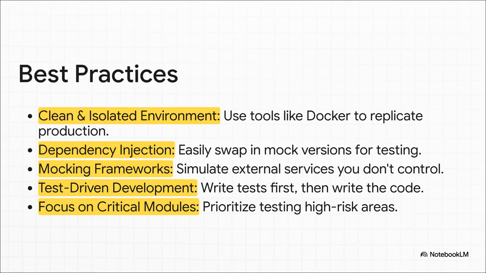So how do we actually do that? Well, first, create that clean, isolated environment. Tools like Docker are amazing for this. Next, use things like dependency injection and mocking frameworks to easily swap out real components for test versions. This helps you zero in on what you're actually testing. You could even adopt test-driven development, where you write the test before you write the code. And finally, just be smart about it. Always prioritize the riskiest parts of your system first.